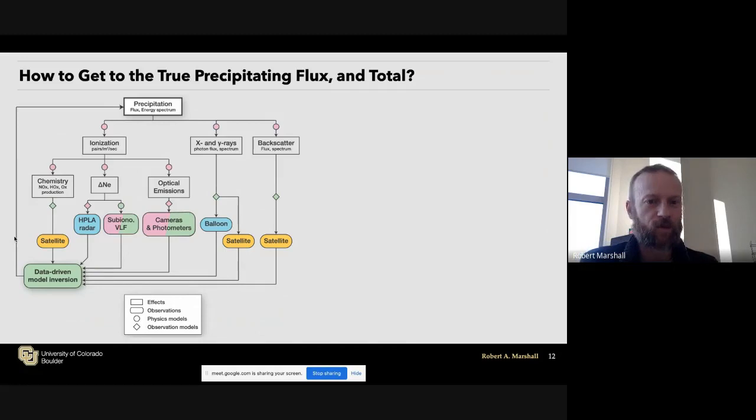So at the top, the precipitation, given a flux and energy spectrum, produces ionization, produces X-rays and gamma rays, I'll talk about in a second, also produces backscatter. And then those lead to chemistry, change in electron density, optical emissions. And then the colorful row there is looking at all the possible diagnostics that we could use to estimate this precipitation. So ingesting all of this information from all of these observations would somehow go into this magical green box at the bottom, the data-driven model inversion, and produce a perfect estimate of precipitation. This, of course, was somewhat far-fetched, to put all of this into one model.